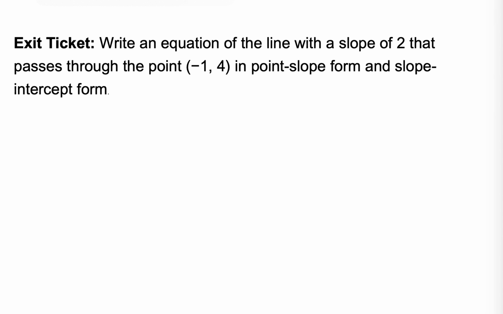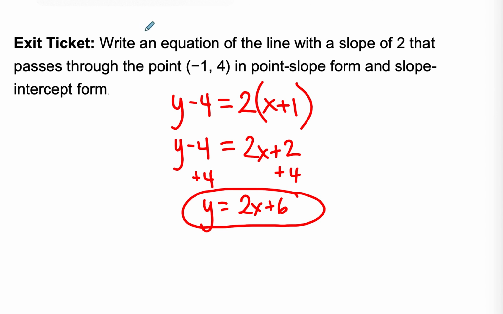Okay, let's check your answer. So for point slope form, that's this first one here. y minus 4 equals 2, our slope, times the quantity x plus 1. Remember, the sign in the ordered pair is the opposite of the sign in the formula. So -1 becomes a +1, +4 becomes a -4 in our formula.